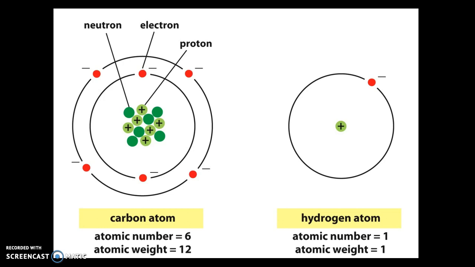The number of protons dictates the atomic number, or which atom you are. So if you have one proton, you're a hydrogen. And then the number of electrons minus the number of protons will dictate your charge.